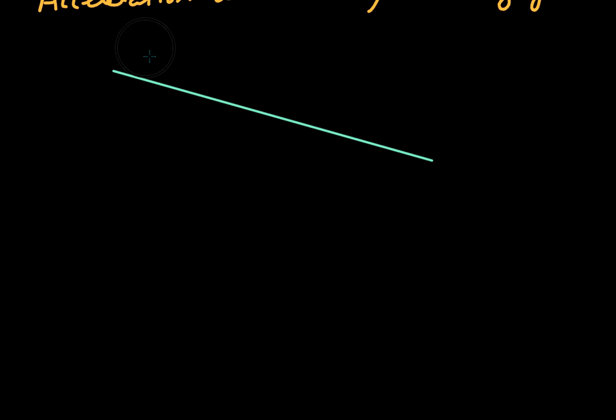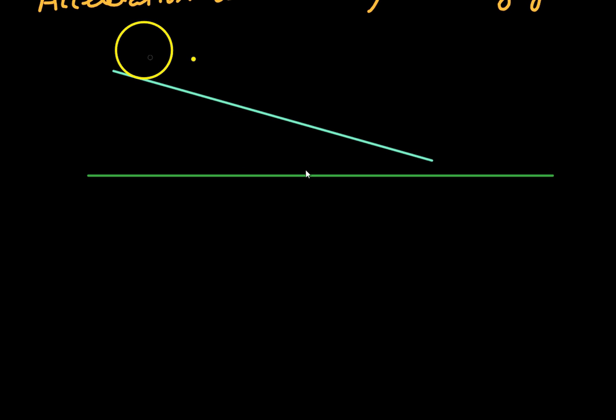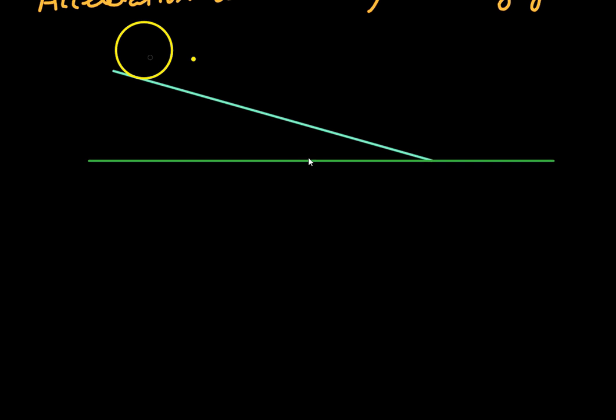It is a circle, but you can't see it. There we go. So imagine we're looking at this from the side here, and this is a ramp of some sort. And we were to release this ball and have it roll down the ramp, okay?